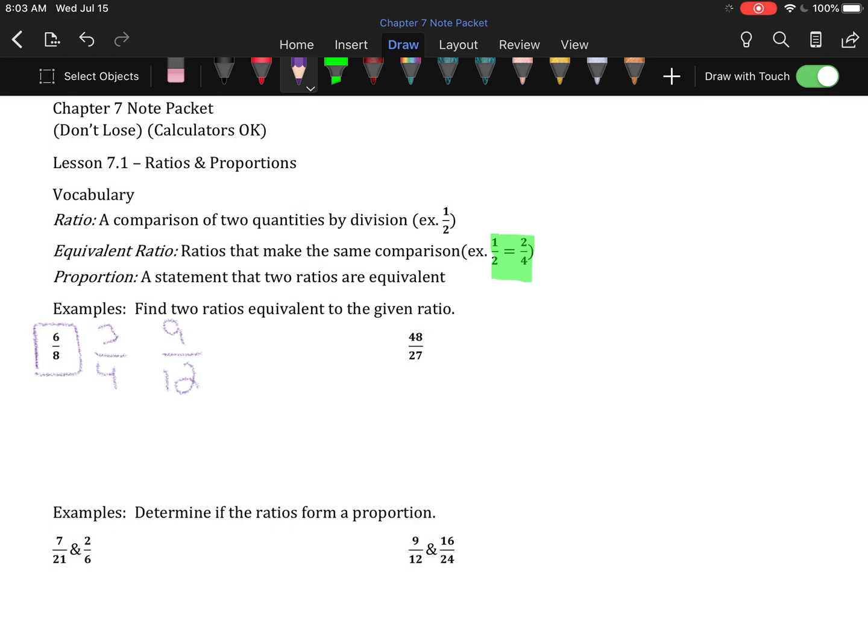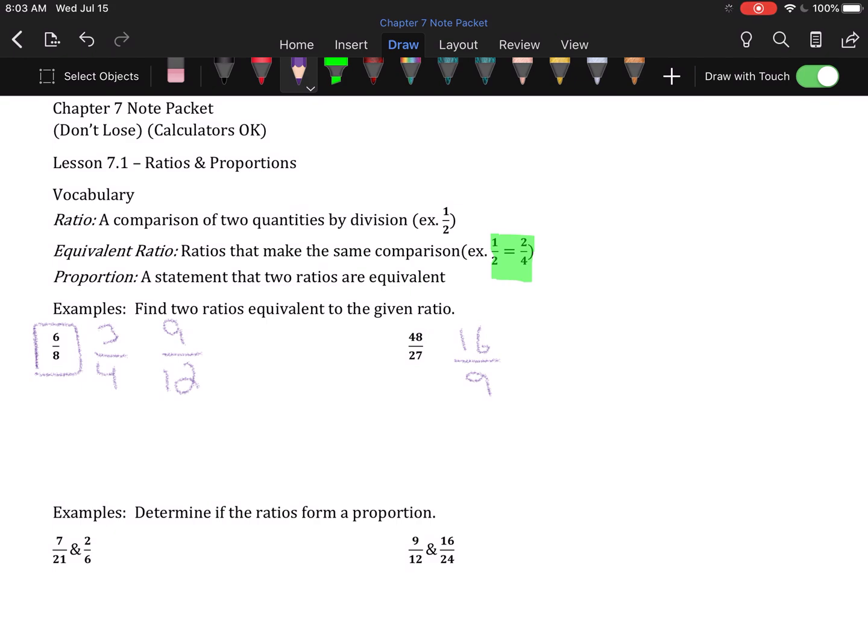48/27. Well, let's see. 27 is 9 times 3. 9 doesn't go into 48, but 3 does. 3 goes into 48 16 times. And it goes into 27 9 times. So this is actually the simplified fraction 16/9 in disguise.